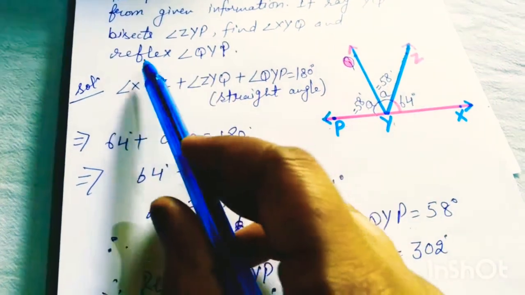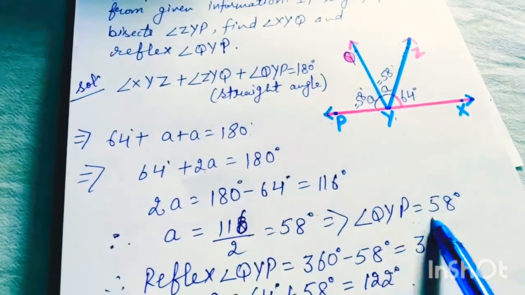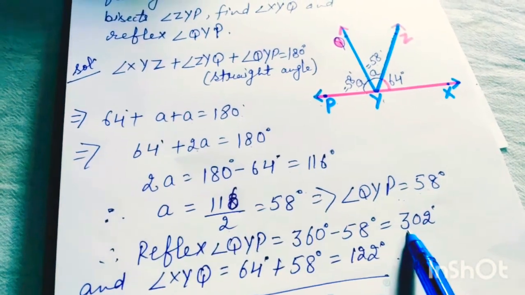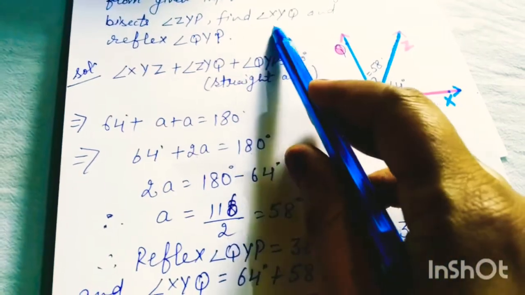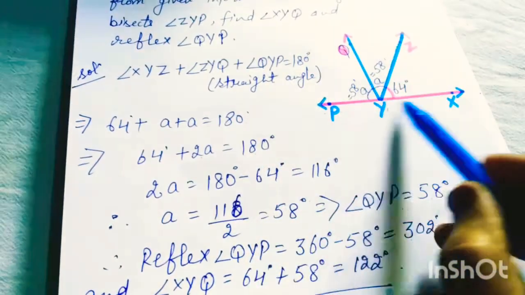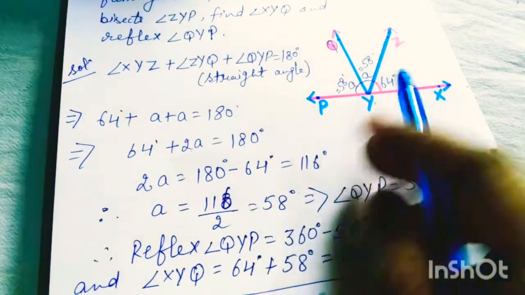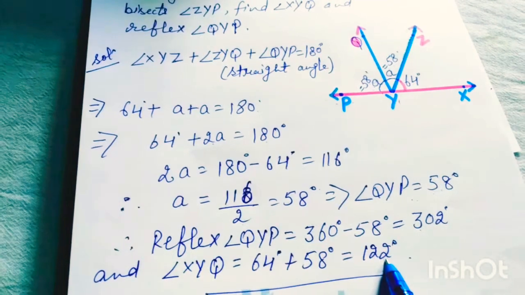Now we have to find the reflex of angle QYP. The reflex of angle QYP equals 360 degrees minus 58 degrees, which is equal to 302 degrees. Then which one is left? Angle XYQ is left. Angle XYQ is equal to 64 plus 58, which equals 122 degrees.